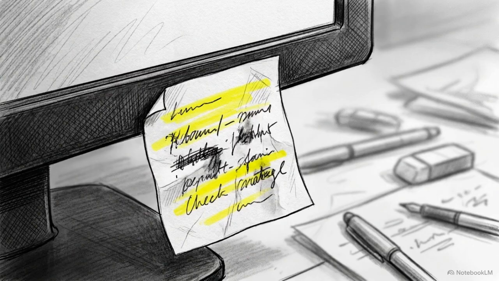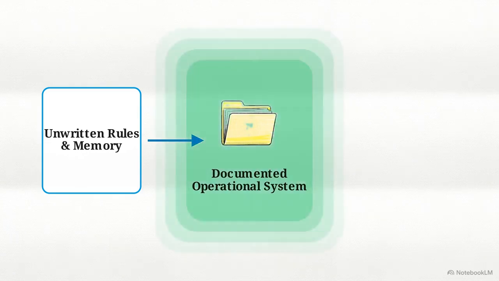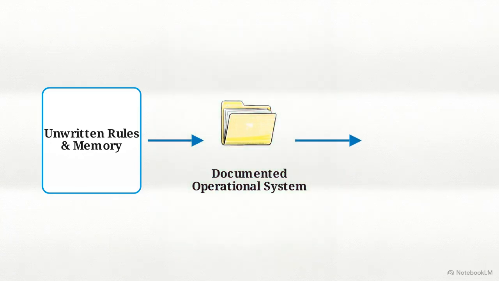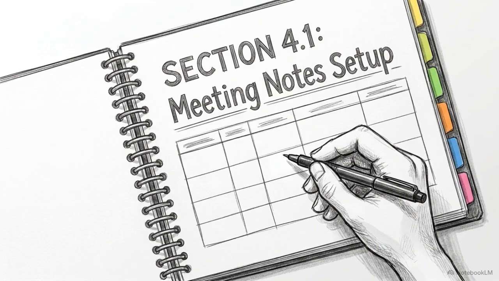Right now, your business runs on unwritten rules and memory. Translating those unwritten rules into a documented operational system is the mandatory first step before you can deploy artificial intelligence to help run it. Let's begin in section 4.1.